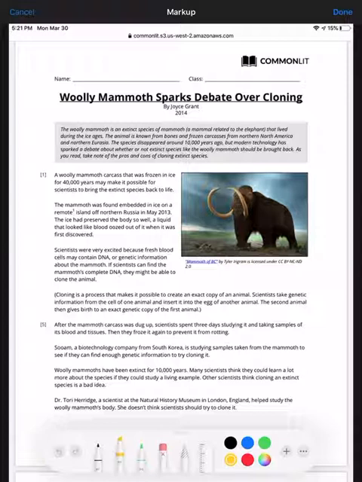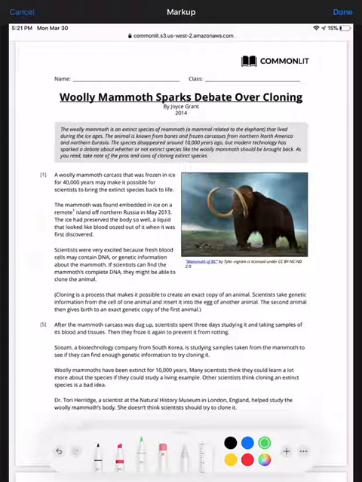A woolly mammoth carcass that was frozen in ice for 40,000 years may make it possible for scientists to bring the extinct species back to life. The mammoth was found embedded in ice on a remote island off northern Russia in May 2013. The ice had preserved the body so well, a liquid that looked like blood oozed out of it when it was first discovered. That's kind of gross. Scientists were very excited because fresh blood cells may contain DNA or genetic information about the mammoth. If scientists can find the mammoth's complete DNA, they might be able to clone the animal. Scientists are wanting to clone the animal?